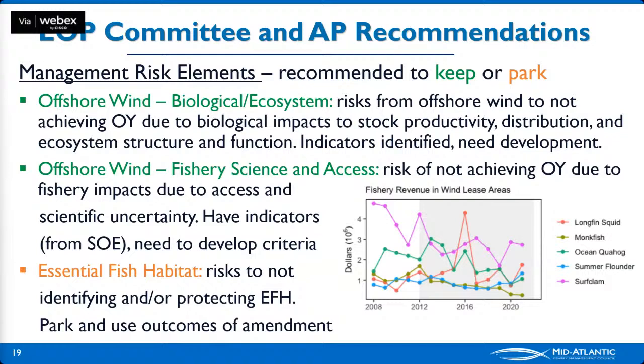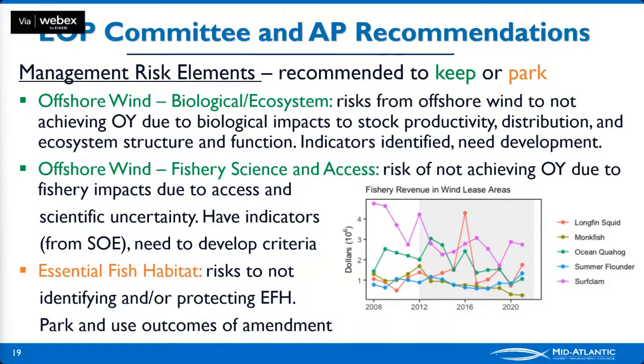So we had a lot of discussions about how many elements in regards to offshore wind we should have and what the focus of them should be. We ultimately settled on 2 different offshore wind risk elements. One would focus on the biological and ecosystem risks associated with stock productivity, distribution, and ecosystem structure and function. We've identified some indicators, but those need some development yet, and once we develop those indicators a little bit, we can come up with risk criteria.